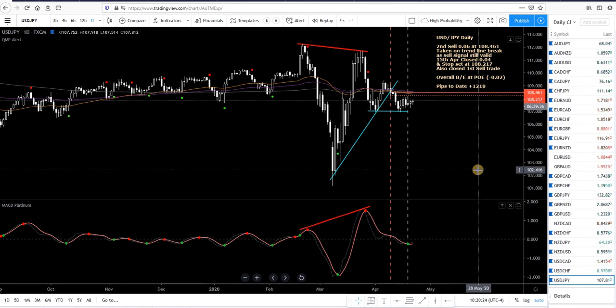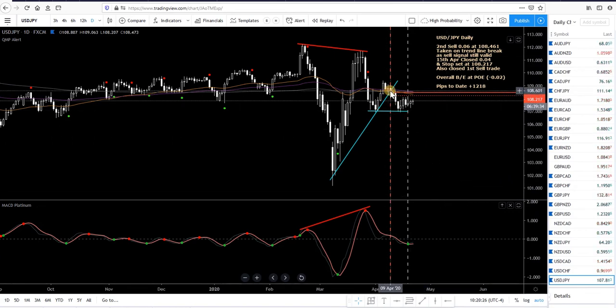And finally, USD Japanese yen in a sell back here. Got some sort of support level here. Grey lines drawn, got a green dot on the MACD platinum below the zero level, so looking for buys. But since the coronavirus, look at the MAs, how tight they are. There's 3 MAs there, 240, 150.